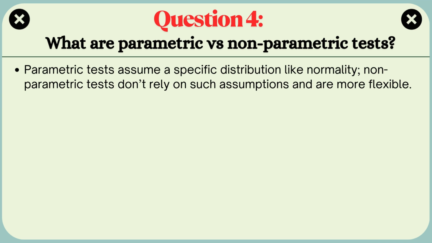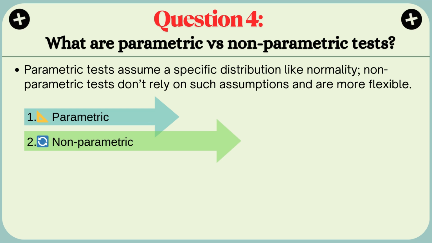Question 4. What are parametric versus non-parametric tests? Parametric tests assume a specific distribution like normality. Non-parametric tests don't rely on such assumptions and are more flexible. Parametric, normal data: requires data to follow a known distribution. Non-parametric, flexible: works on data without strict distribution rules.